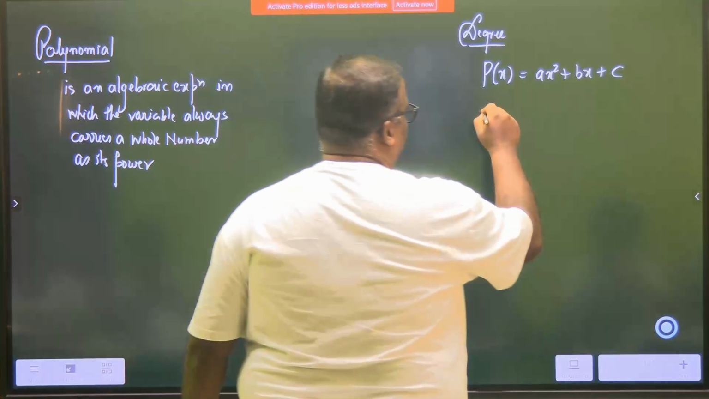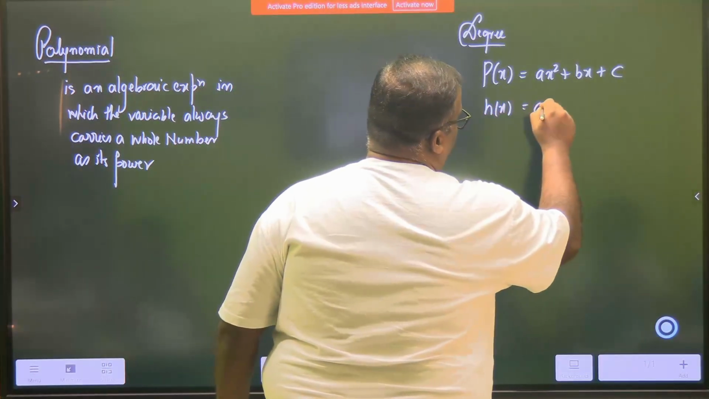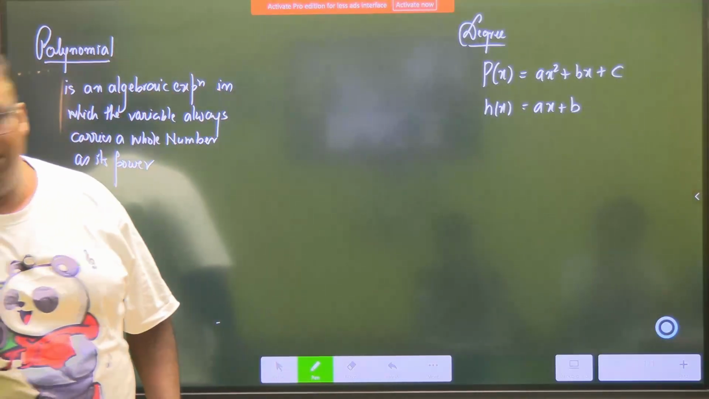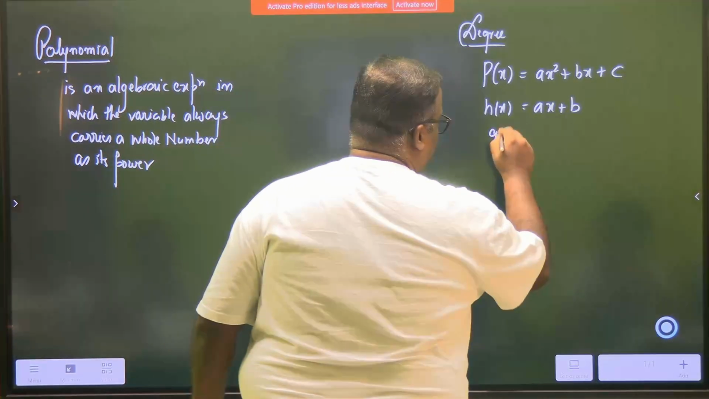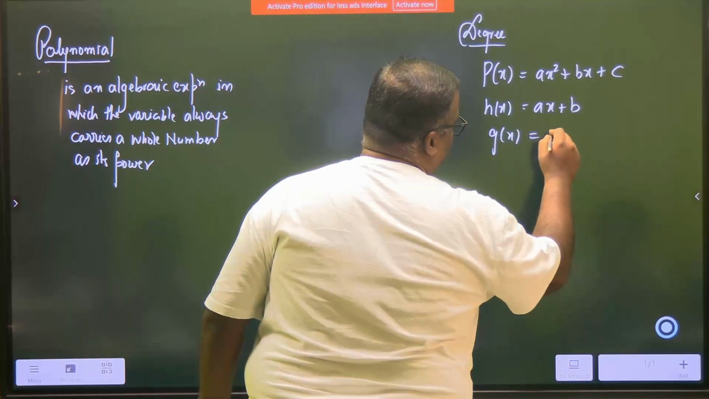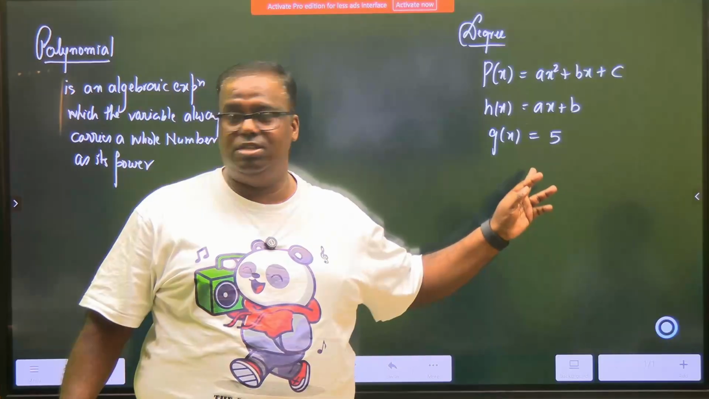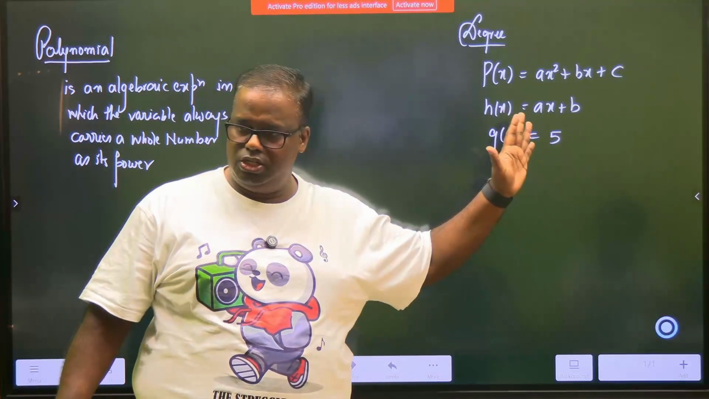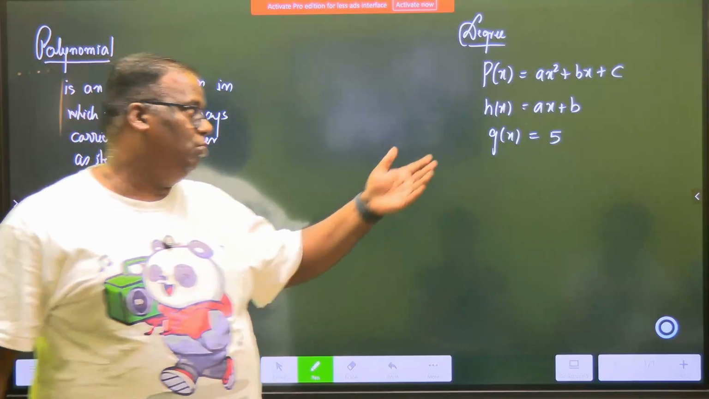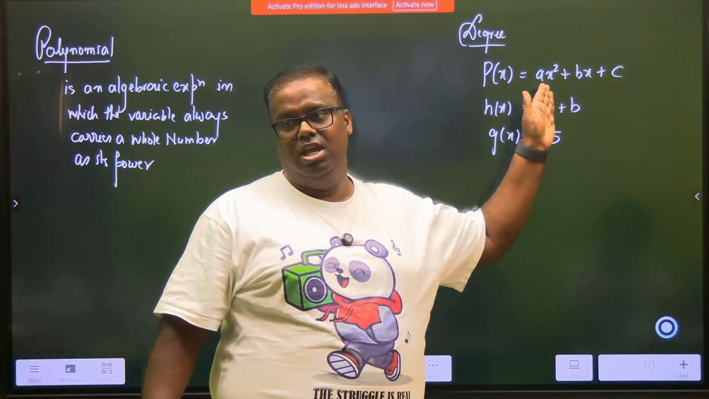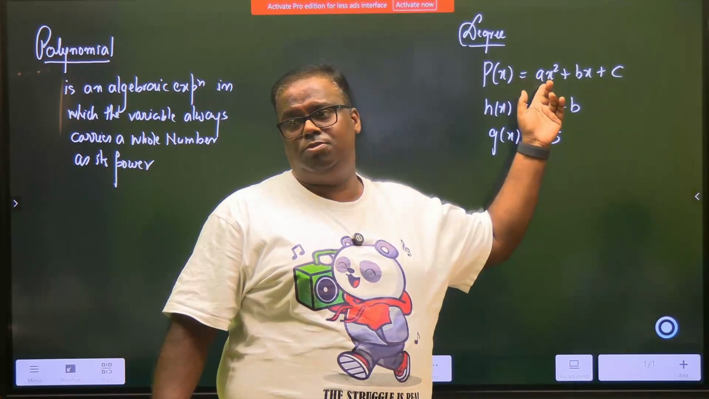Similarly, if I have another polynomial h of x which is given by ax plus b, then this is a polynomial of degree 1. And if I had a polynomial g of x which is only equal to something like 5, then it is a polynomial of degree 0. Understood? The way to write a polynomial is always to write the term with the highest degree first, irrespective of whether the coefficient is plus or minus.